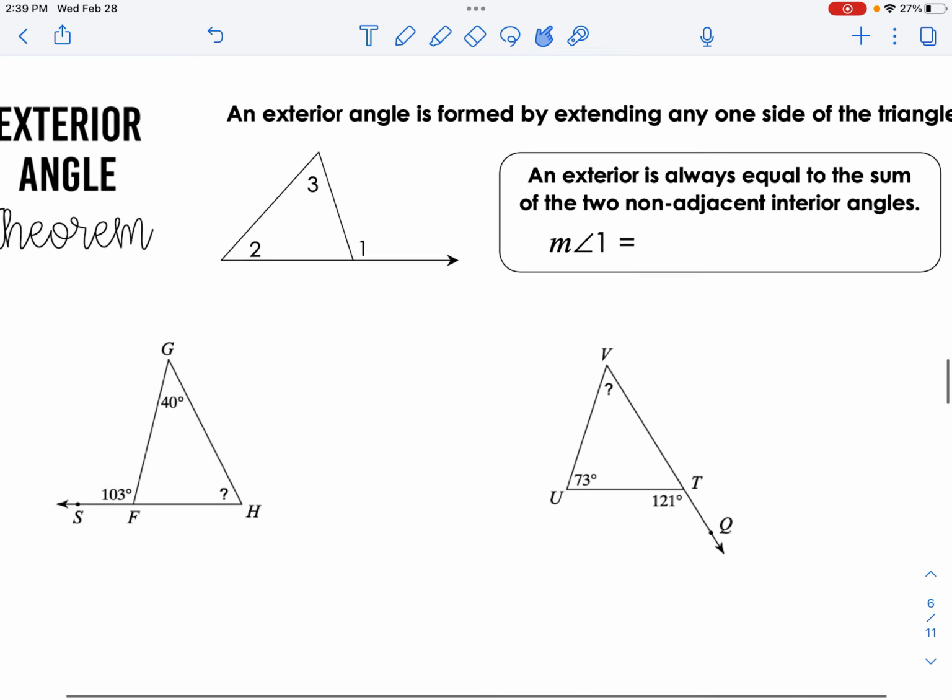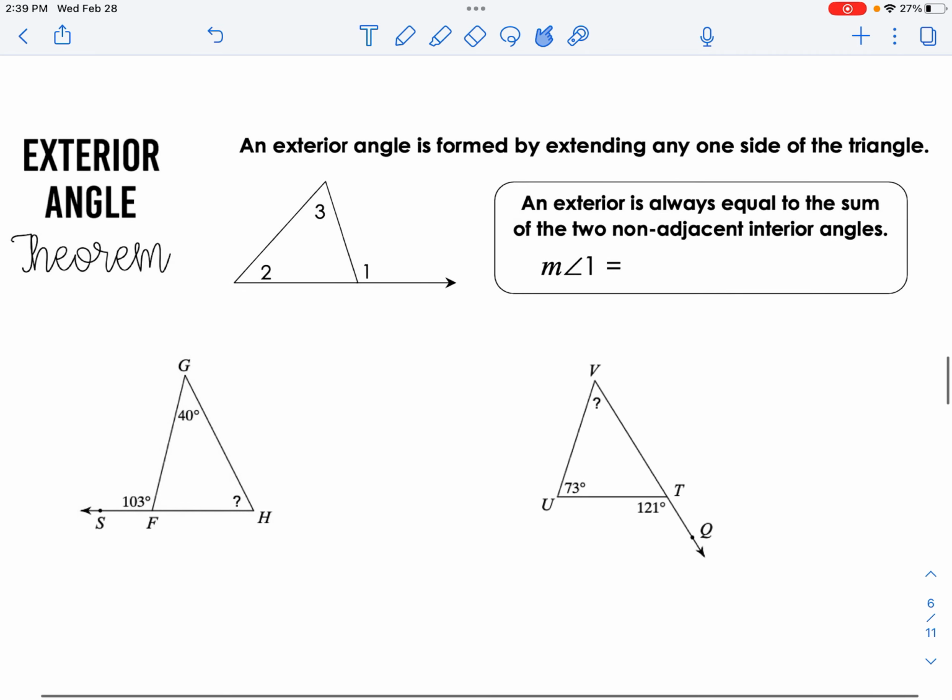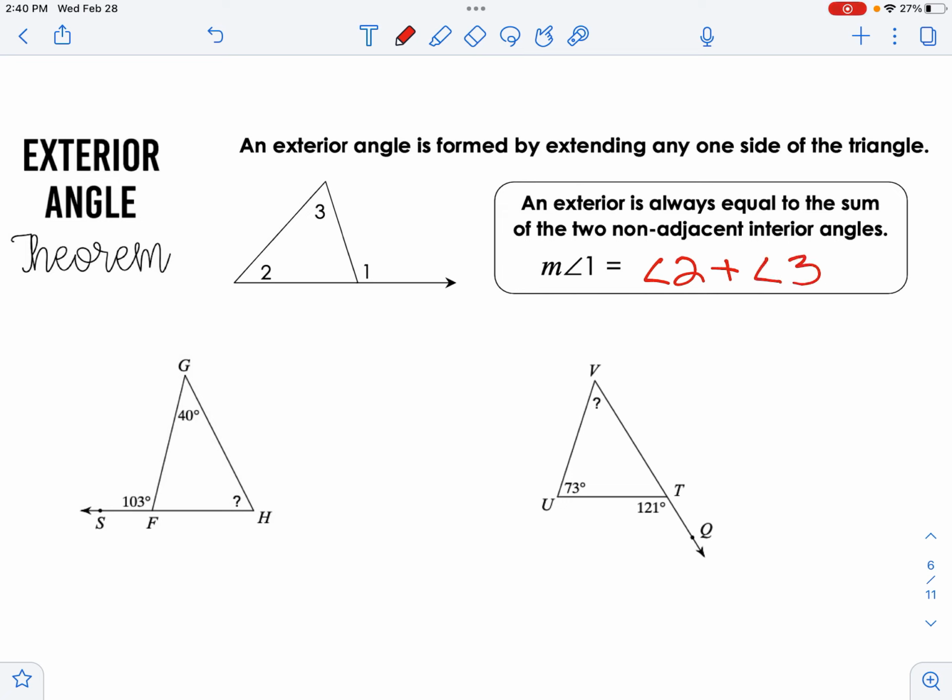Okay, so the second major theorem is called the exterior angle theorem. When you have an exterior angle, it's outside of the triangle, thus exterior. An exterior angle is always equal to the sum of the two non-adjacent interior angles. So in other words, this angle here has to be equal to these two added together. So angle 1 is equal to angle 2 plus angle 3 total.